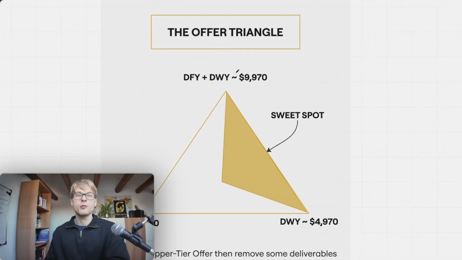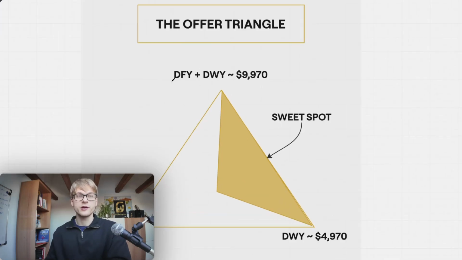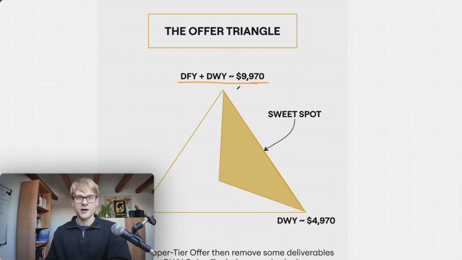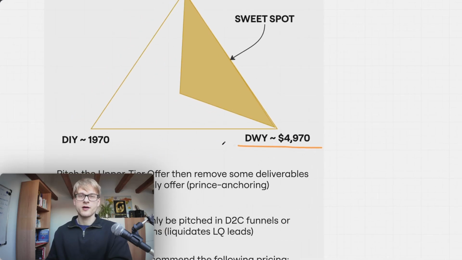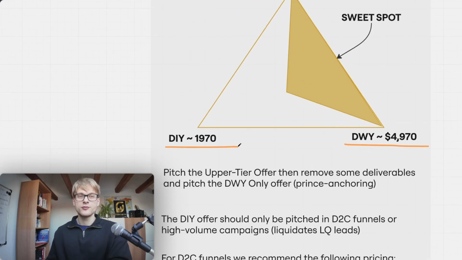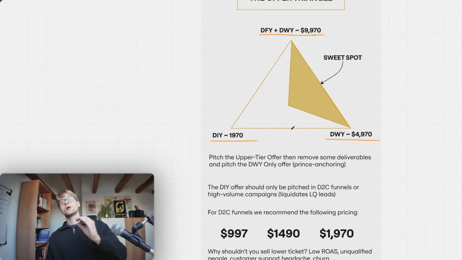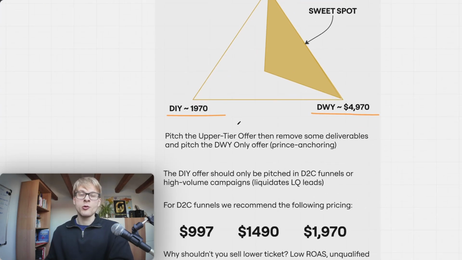So for example, we want to have the highest priced offer tier over here, done for you and done with your offer, which is generally priced at something like 12K or $9,970. Then a done with you offer, which is priced at $4,970. And the do-it-yourself offer, which is priced at $1,970.